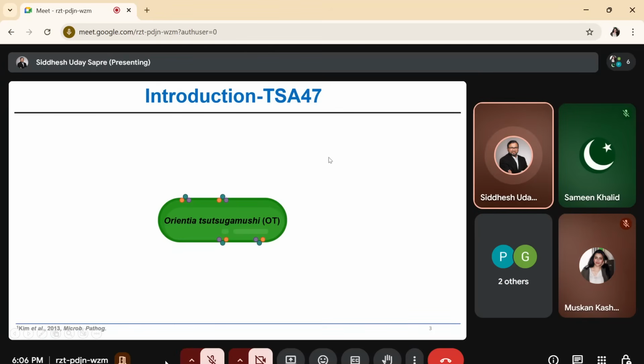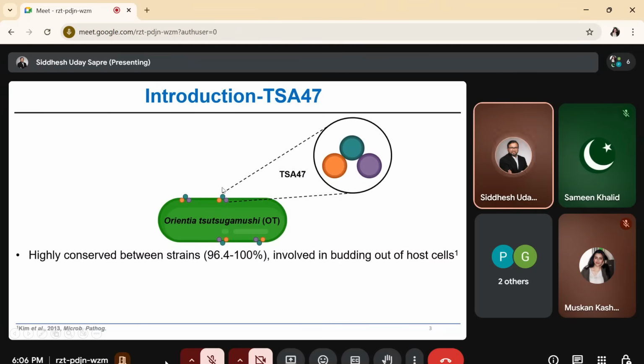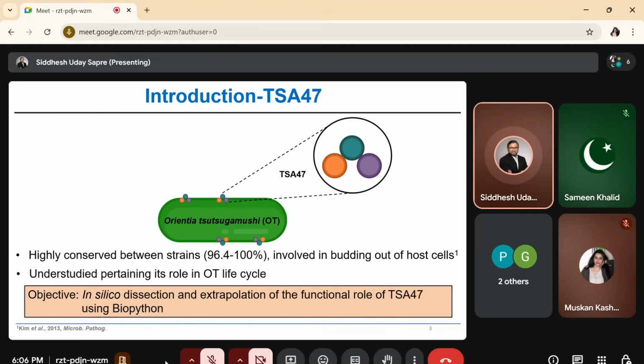So I'll briefly introduce the protein itself. It is a trimeric protein, TSA47, present on the surface of the bacterium. It is highly conserved between different strains of Orientia and is known to be involved in budding out of host cells. It is highly understudied regarding its role in Orientia's life cycle, which is why our objective was to dissect it in silico and extrapolate the function of this protein using Biopython.